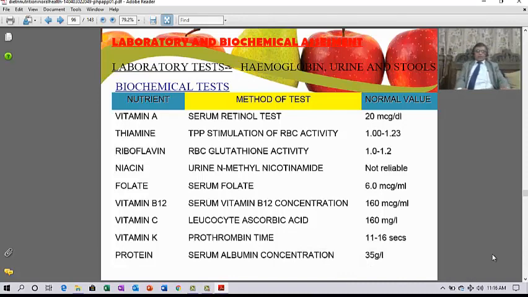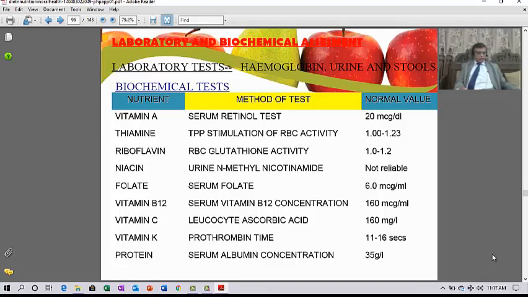Okay. Now we were coming to assessment of nutritional status. We come now to laboratory tests. Number one would be hematological assessment. This includes hemoglobin estimation, let's say CBC examination, in which we will have hemoglobin estimation, RBC count, red blood cell count, hematocrit determination, MCV and MCHC. Then we proceed to stool examination for intestinal parasites. Then urine examination for albumin and sugar.